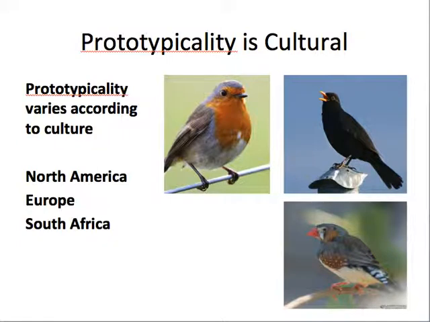One of the problems with this, of course, is that prototypicality changes with culture. So what is prototypical in North America in terms of a bird such as a robin is not prototypical in Europe. In Europe, the prototypical bird would probably be the blackbird. And then in South Africa, that other bird there, the red-billed quail, is considered to be a prototypical bird in that part of the world.